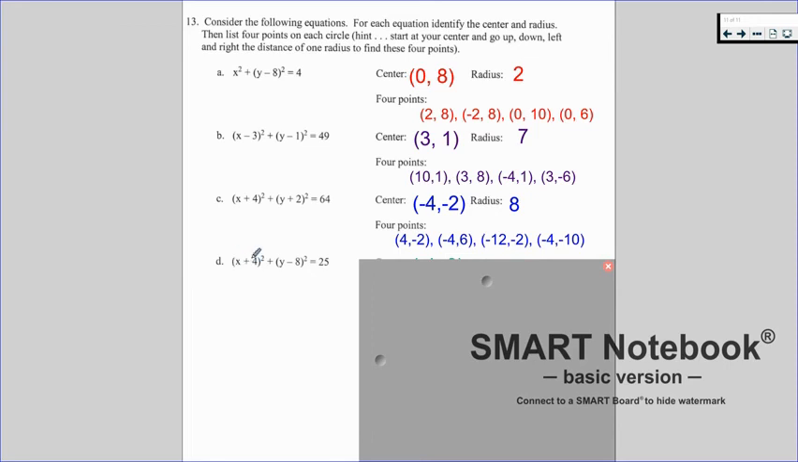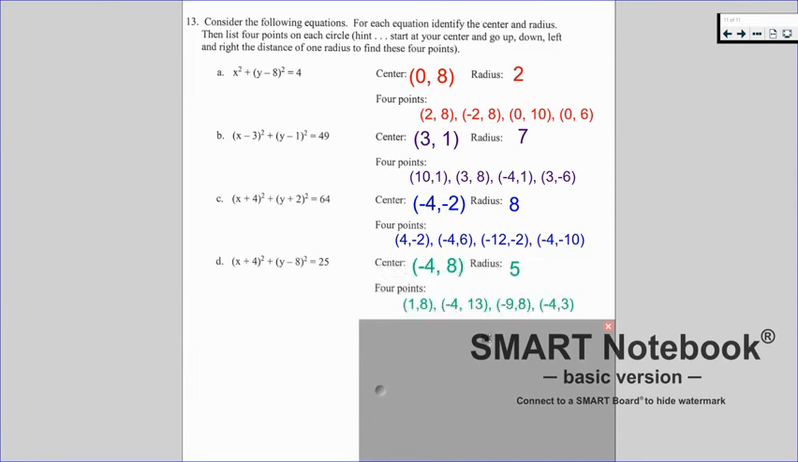And the last one, negative 4, positive 8, square root of 25 is 5. So there's the center and the radius, and then my 4 points. Right 5, up 5, left 5, down 5. We end up with those ordered pairs. So there's our activity on circles.